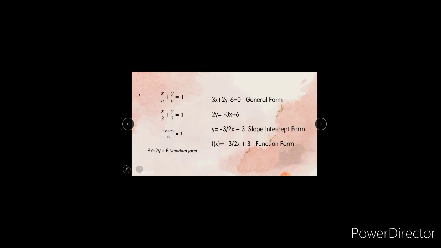Then transpose 6 to the other side, so we will have 3x plus 2y minus 6 equals 0. Then, to get the slope-intercept form, we will transpose the 3x and negative 6 to the other side, so we will have 2y equals negative 3x plus 6. Then divide both sides by 2. So we will have y equals negative 3 halves x plus 3, and just change the y into f of x so that we will have the function form.